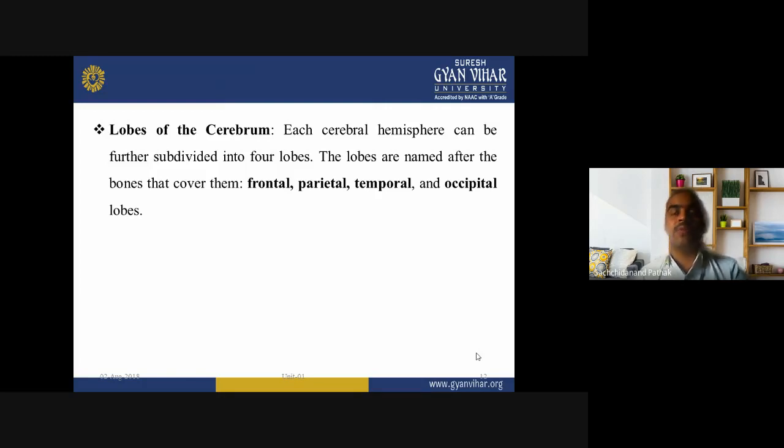Now we can divide the cerebrum into four lobes, and these lobes are named after the bones that cover them: the frontal, parietal, temporal, and occipital. So these are not only four different structures of the bone, but also parts of the cerebrum. The cerebrum is covered by these different parts: frontal is the front side, occipital the back side, temporal the lateral side, and parietal the central part.